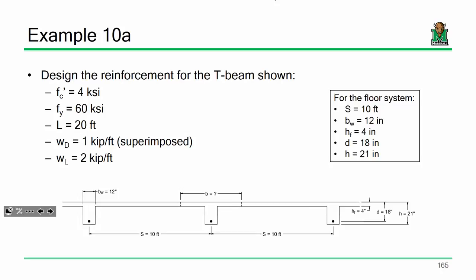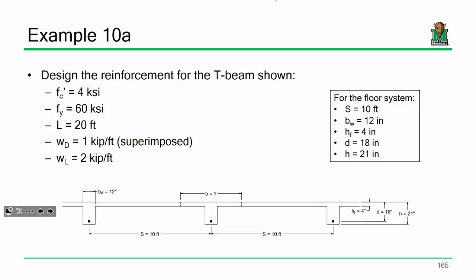All right, so let's go into the problem. We have a T-beam shown. We got typical material parameters. We have 4 ksi concrete and 60 ksi steel. That's a 20-foot long beam. When I say length, let's be clear, I'm talking about length in and out of the screen. So if I took this and extended it out, the beam's 20-foot long.